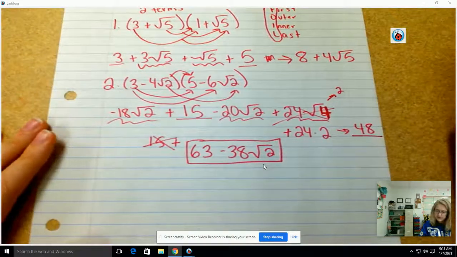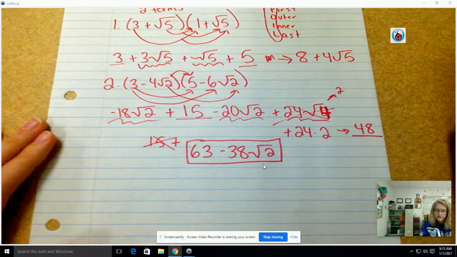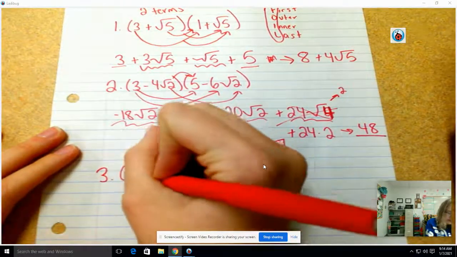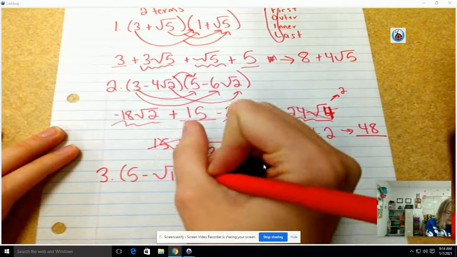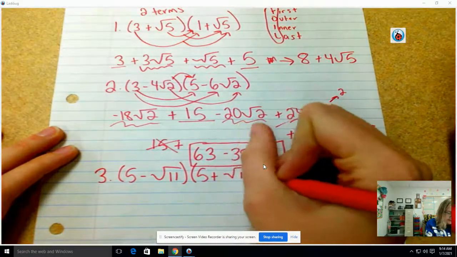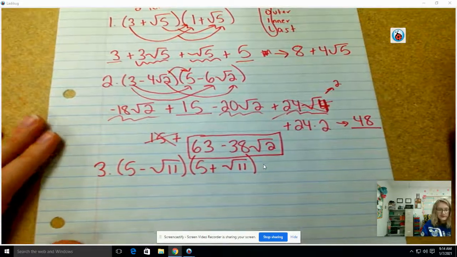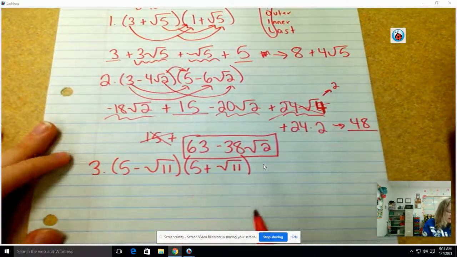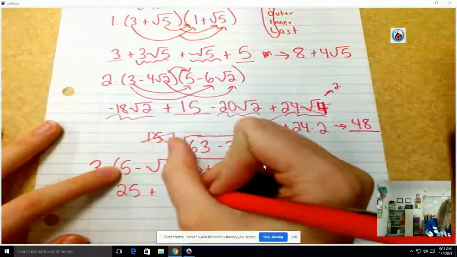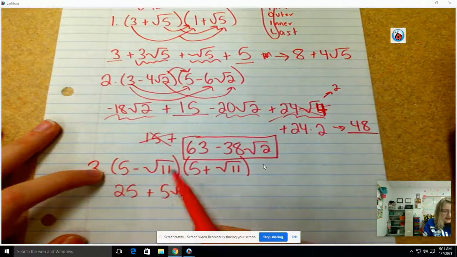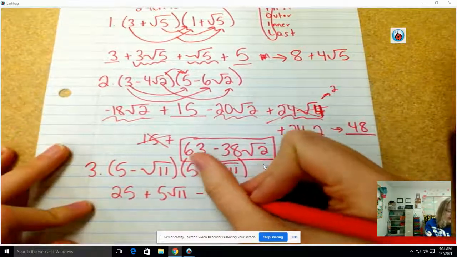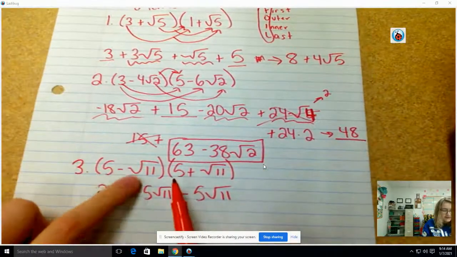All right, let's do this example. So 5 minus radical 11, and then 5 plus radical 11. All right, same process. So 5 times 5 is going to give me 25. 5 times radical 11 is going to give me 5 radical 11. Negative radical 11 times 5 is going to give me -5 radical 11.